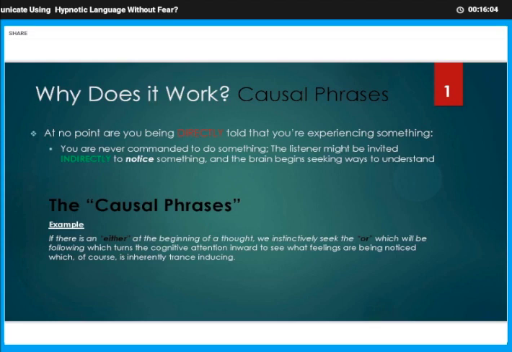So one of the ways that we do this is by using the "as you." If you begin a sentence with "as you sit there now" and "as you listen to my voice," those are causal phrases. The brain is waiting to hear "yes, and then what." And so as long as you are using those causal phrases, the brain continues to look inward for meaning, and it begins to create that trance state. Okay? So let's go on to the next.